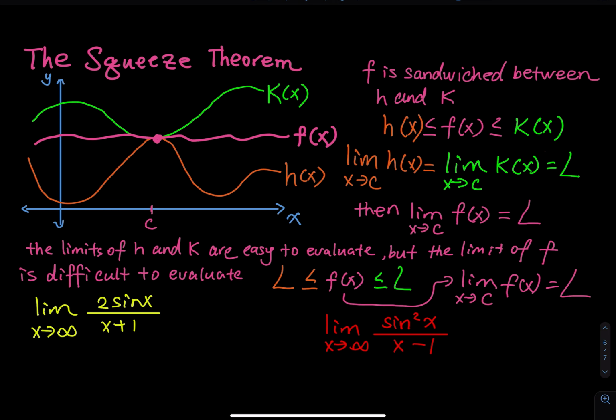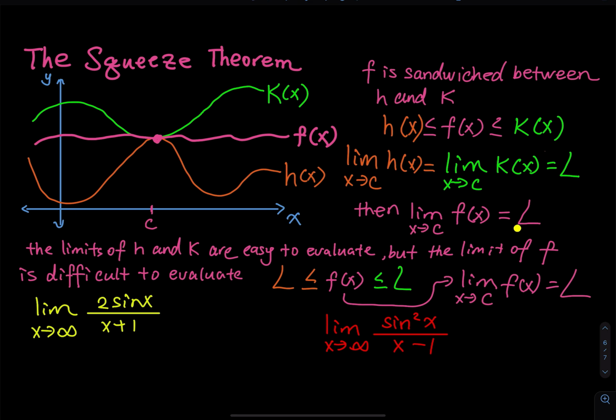And then the limit of h and k is equal to L as x approaches c from either side. So as x approaches c from the left or from the right, the limit of k and h is equal to L. All right, so that means the limit of h and k is easy to find. When x approaches c, the limit is just L, and then the limit of f of x equals L. So what is the purpose of using the squeeze theorem?